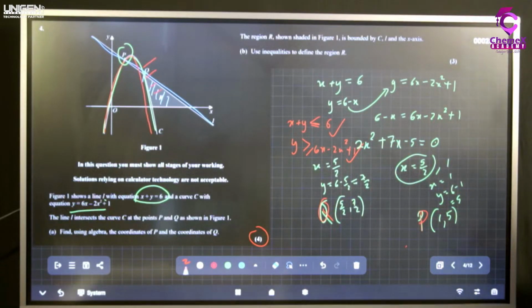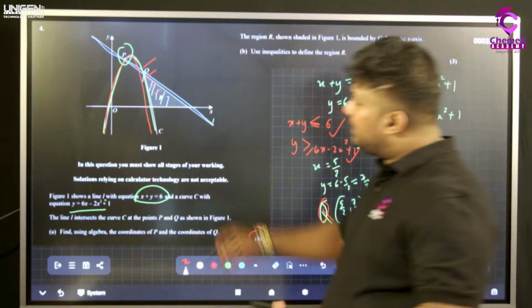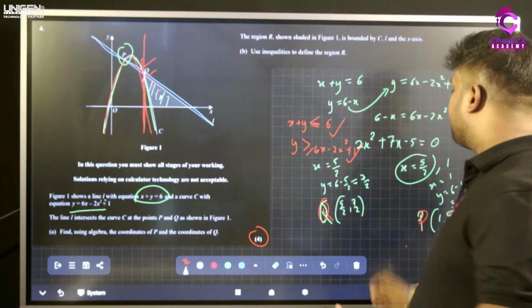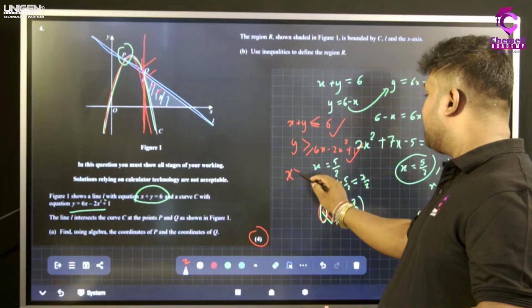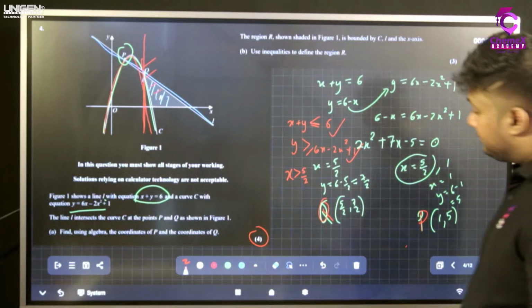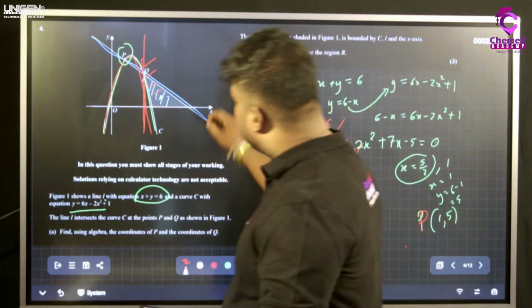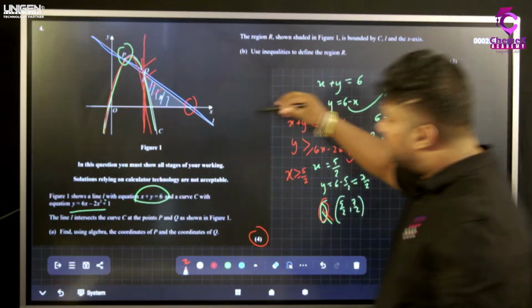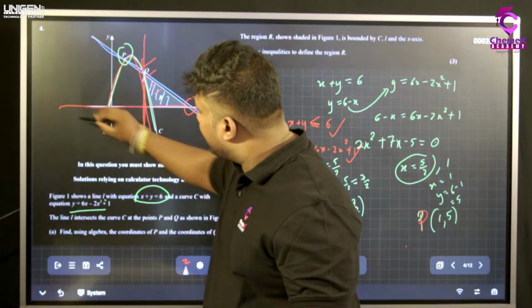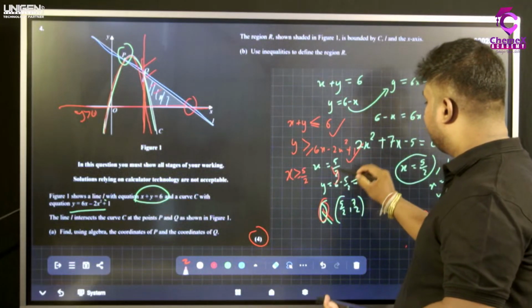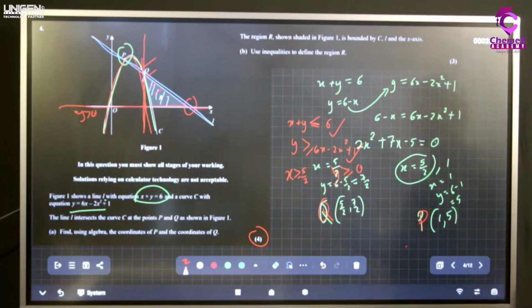Then what's the third one? We know what the Q coordinate is. What's the x value of Q? It is 5 over 2. So x is larger than 5 over 2. Do you understand or not? And there's the line where the straight line cuts the axis. What's this line called? Y equals 0, right? So it's above y equals 0. Got it or not? Anyone has doubts?